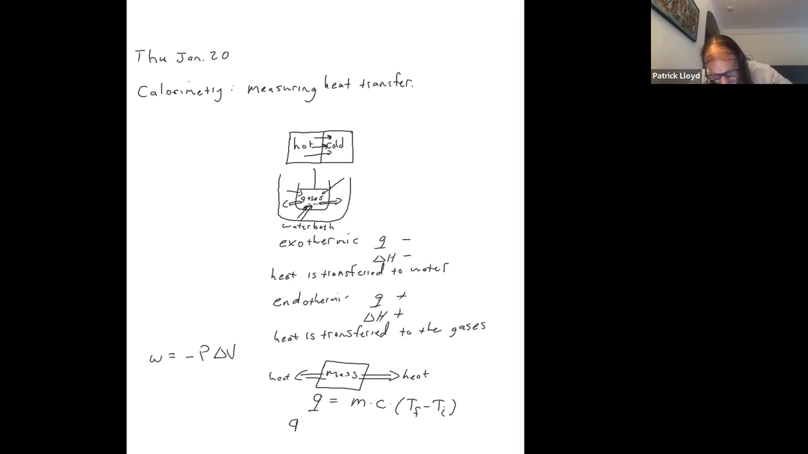Take the difference between those two, that's the change in temperature, and we multiply that by these two quantities. So Q is the heat transferred. M is the mass of the object. That's easy to measure, right? C is called the specific heat capacity of the object.